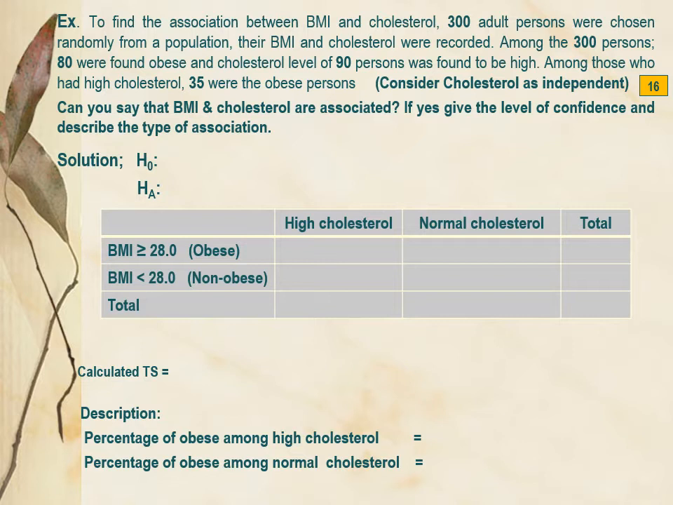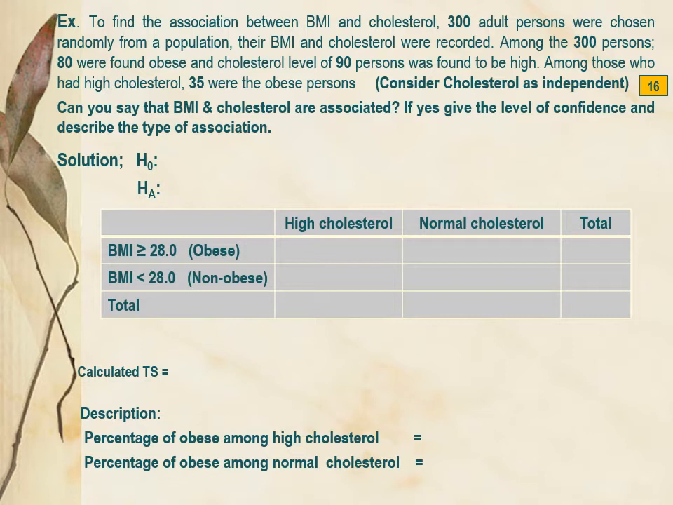You have to use this procedure. Now let us come to this example. Your study is to find the association between BMI and cholesterol. 300 adult persons were chosen randomly from a population. Their BMI and cholesterol were recorded. Among the 300 persons, 80 were found obese and cholesterol of 90 persons was found to be high. Among those who had high cholesterol, 35 were obese persons.